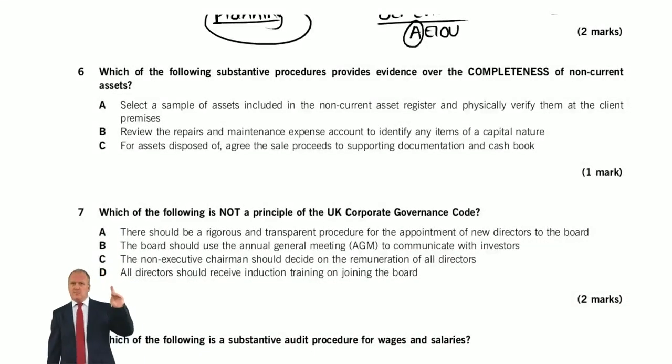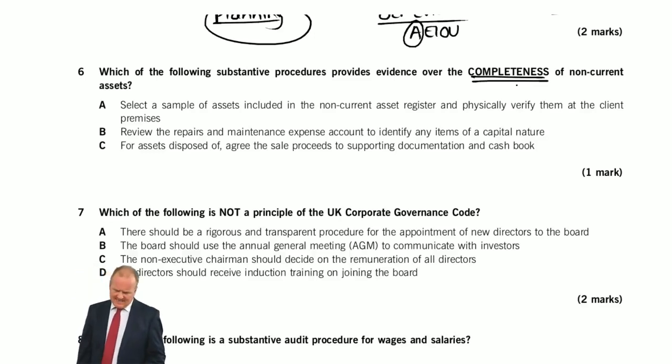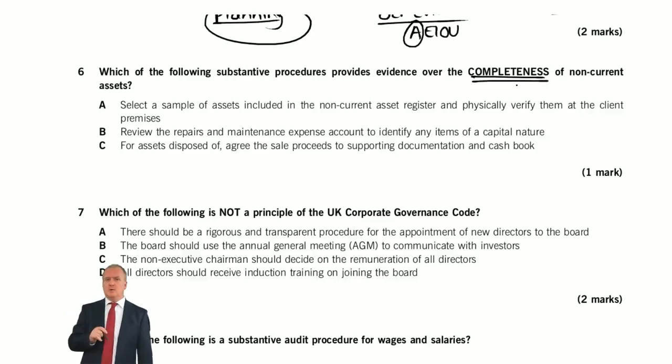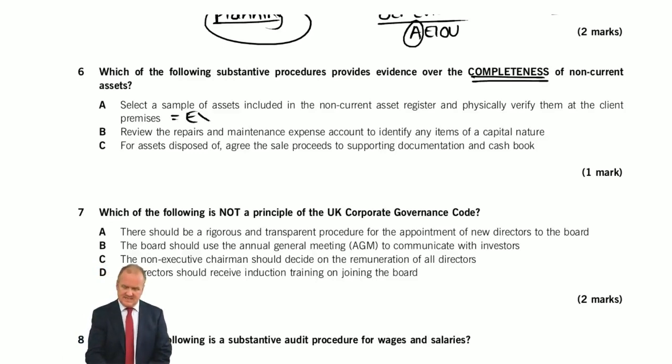Number 6 is only worth 1 mark, but it is very important because it is testing your understanding of assertions. One of these tests is testing completeness. So remind yourself, what does completeness mean? It means we are checking to see if the things that should be included in the books have been included. Select a sample of assets included in the non-current asset register and physically verify them. That's not checking that the things that should be there are there. You're checking the things that are there are real. That is a test of existence. So it's not that.